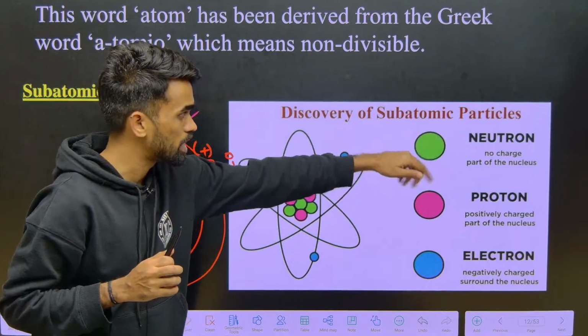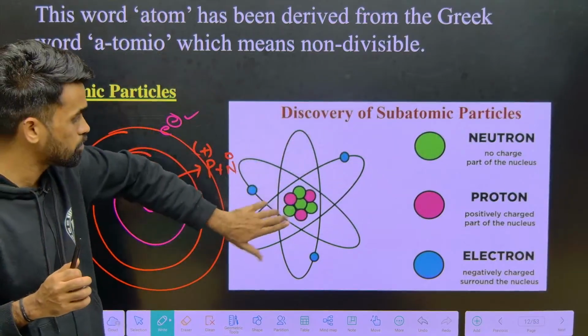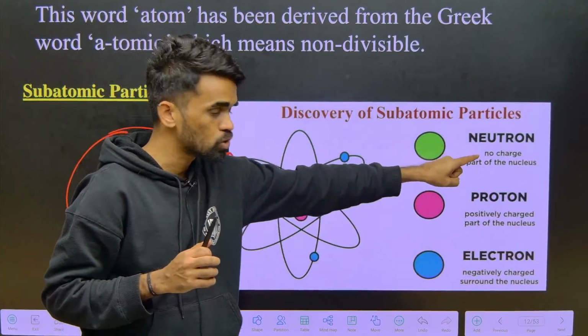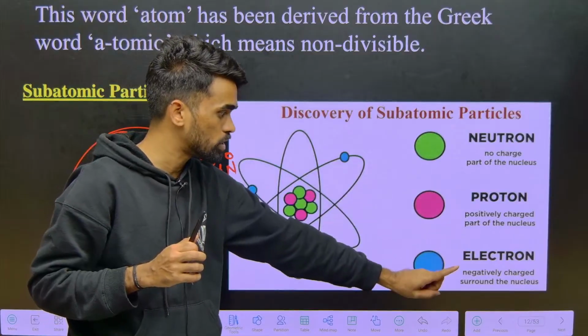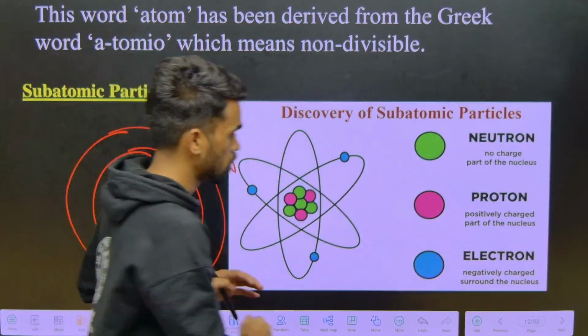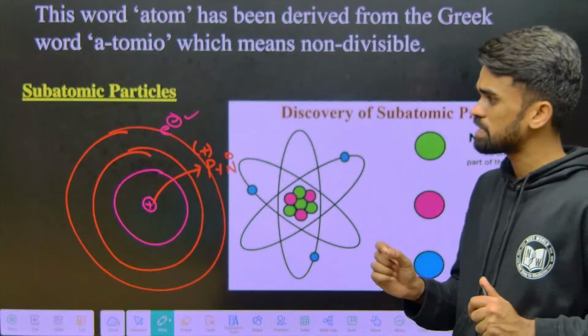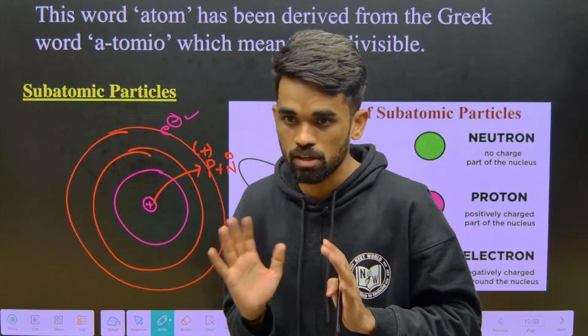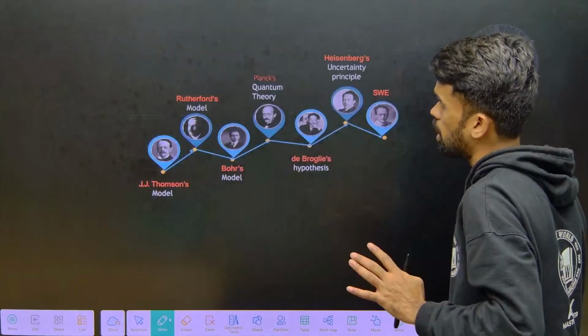Discovery of subatomic particles. What are the subatomic particles in the atom? Electrons, protons and neutrons. Neutron has no charge, proton is positively charged, and electron is negatively charged. Now tell me who discovered the electron, proton and neutron, because we don't know from where they can ask the question. Let us have a look at that.